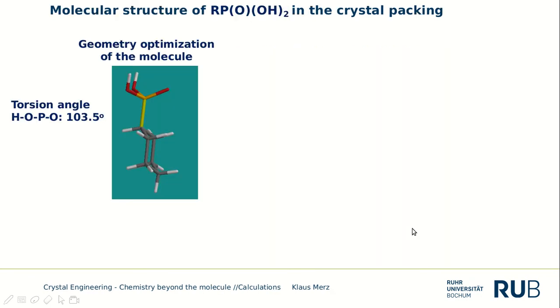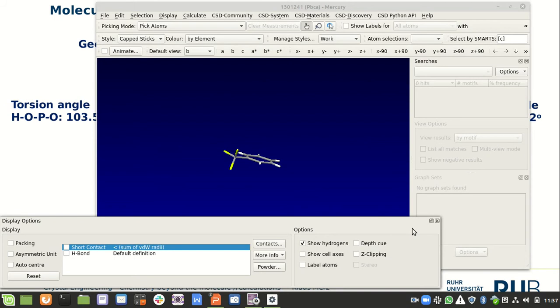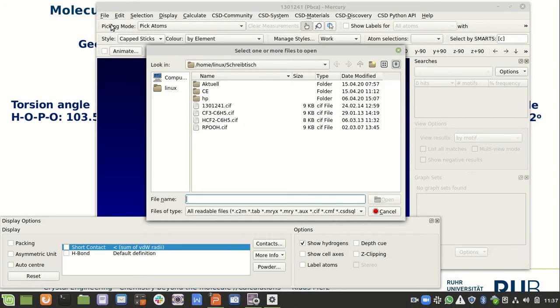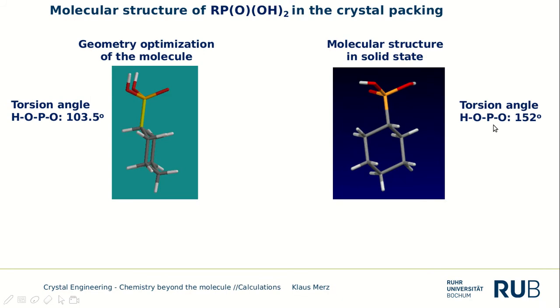Have a look at the crystal packing itself. And you can look here, using once again Mercury, this file. And you see directly the torsion angle is not typical for a tetrahedral angle. It's not comparable to a tetrahedral angle. Definitely the angle is enlarged. You see it is nearly planar. Going back here, you see the torsion angle is 150 degrees.